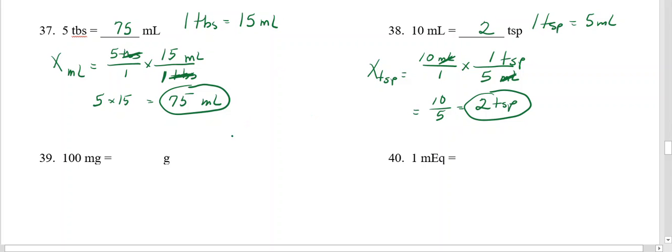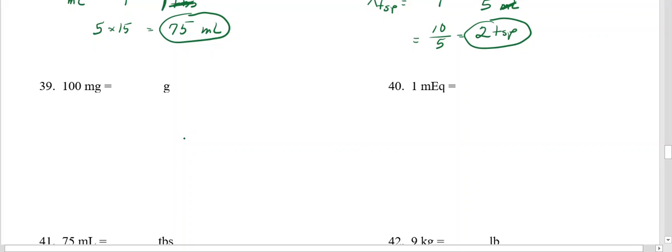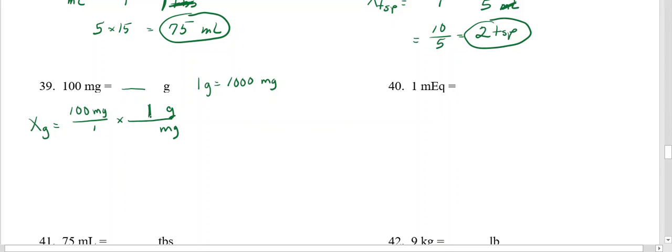Okay. Let's go on to number 39. 100 milligrams equals how many grams? Okay. Again, remember 1 gram equals 1,000 milligrams. I'm looking for grams, so I start with X grams. I know the 100 milligrams, so it goes over 1, and then times my conversion. Milligrams is on top, so milligrams goes to the bottom, and grams goes to the top because I'm going from milligrams to grams. So my conversion is 1 gram on top to 1,000 milligrams on the bottom.